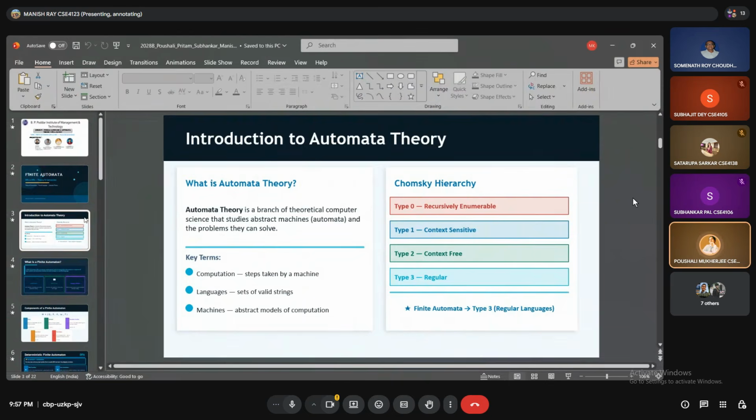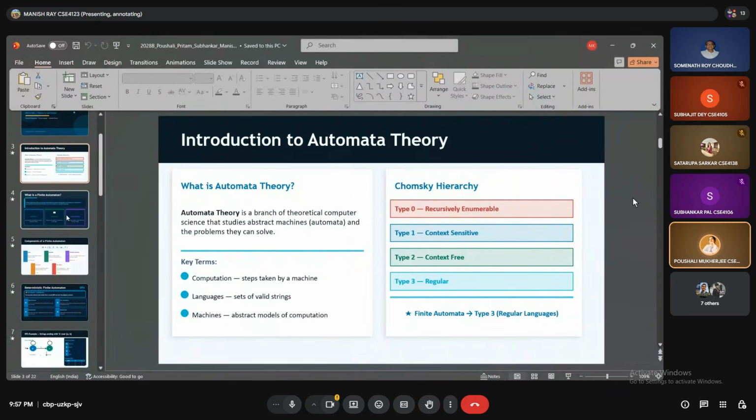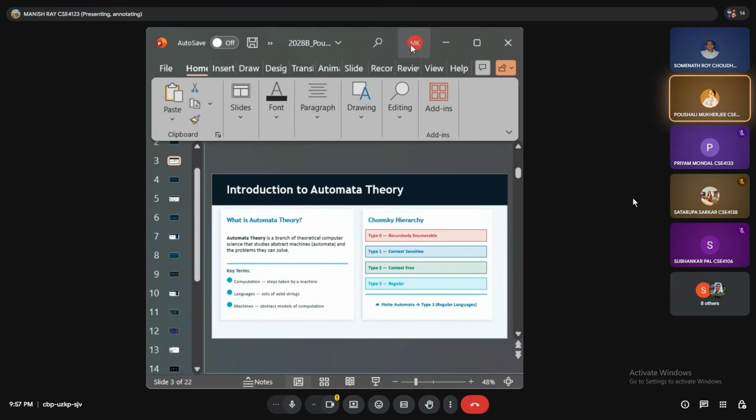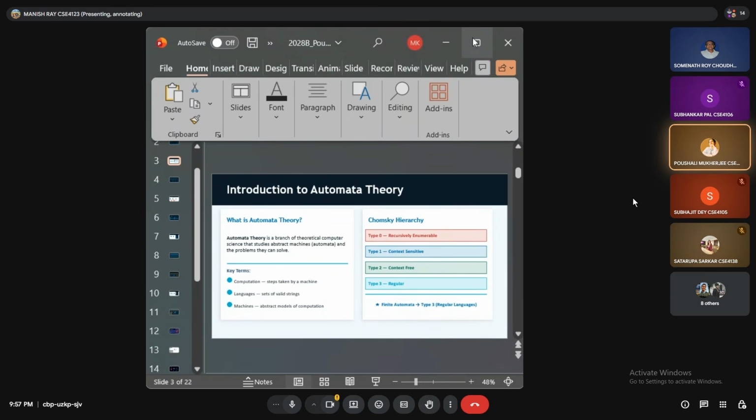So here is the main point, automata theory. What is automata theory? It is a branch of theoretical computer science that studies abstract machines and the problems they can solve. The key terms are computation, languages, machines. And in the Chomsky hierarchy, we see finite automata placed at the type 3 position, in regular languages.